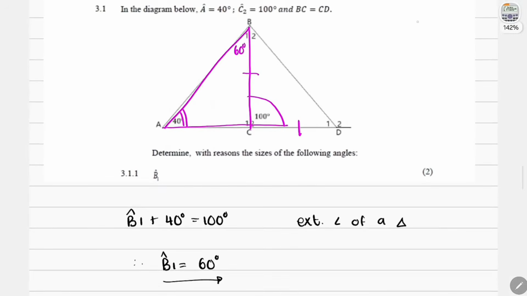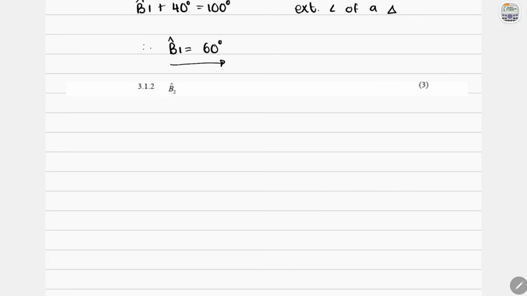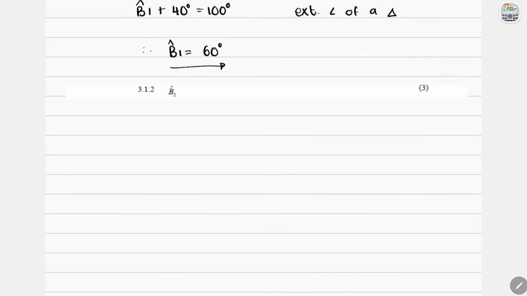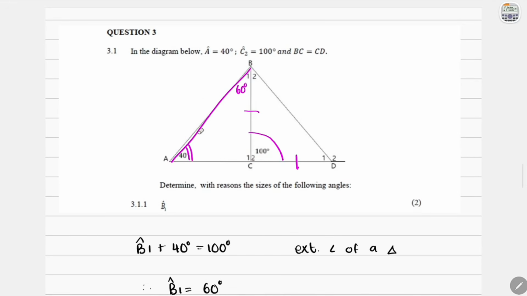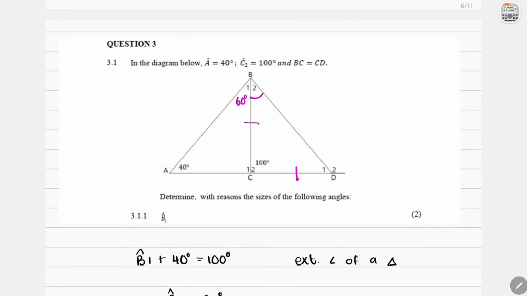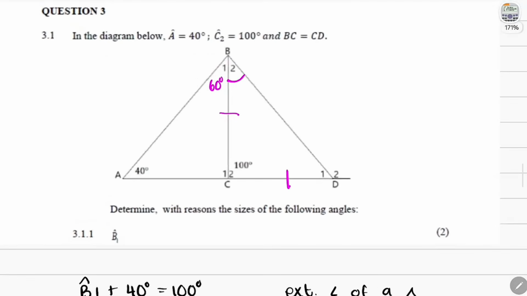Okay, next question. The next question, 3.1.2, we need to find the size of angle B2. Okay, so angle B2 is over here. And so how do we find angle B2? You can look at the triangle that angle B2 is a part of. This triangle. What were we told about this triangle? That BC is equal to CD. So we have an isosceles triangle. So when we have an isosceles triangle, you see these sides that are equal. The angles opposite these equal sides would also be equal.